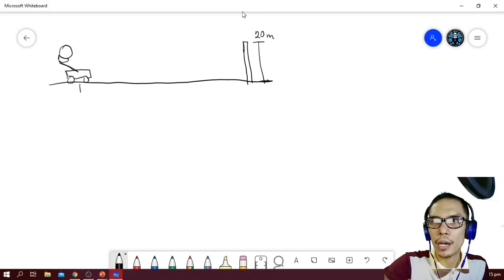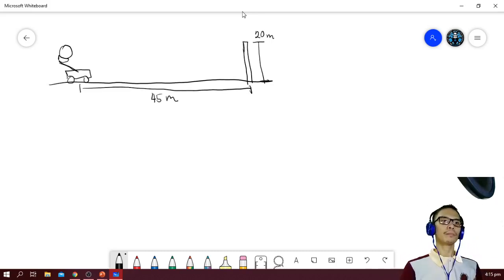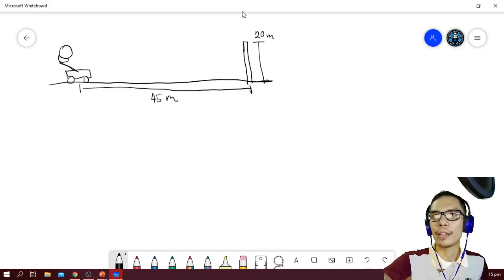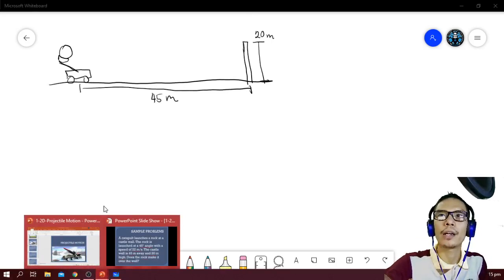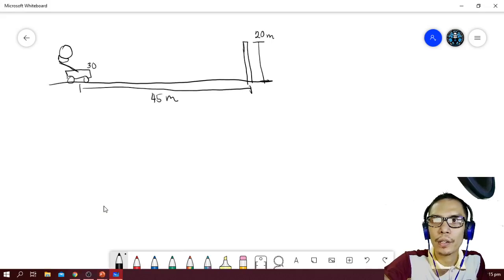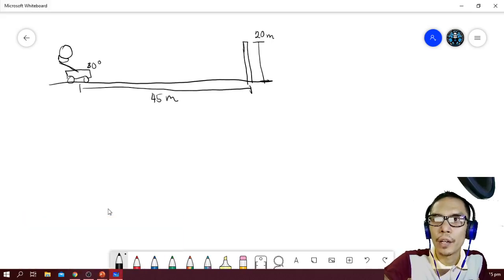Okay, so the catapult is 45 meters away from the castle wall. Right, so that is 45 meters away. There you go. Okay, so the launch angle the rock was launched at is, somehow, 30 degrees. All right, I'm correct, 45 rather. All right, so 45 degrees.